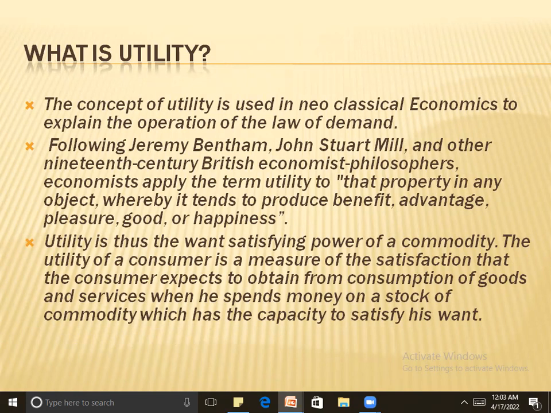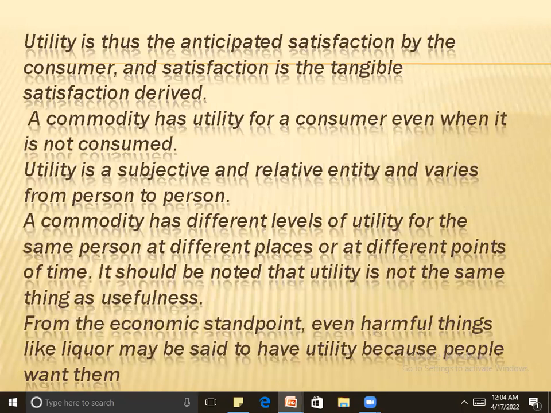The utility of a consumer is a measure of the satisfaction that the consumer expects to obtain from the consumption of goods and services, when he spends money on a stock of a commodity which has the capacity to satisfy his wants. Utility is thus the anticipated satisfaction by the consumer, and satisfaction is the tangible satisfaction derived. A commodity has utility for a consumer even when it is not consumed.